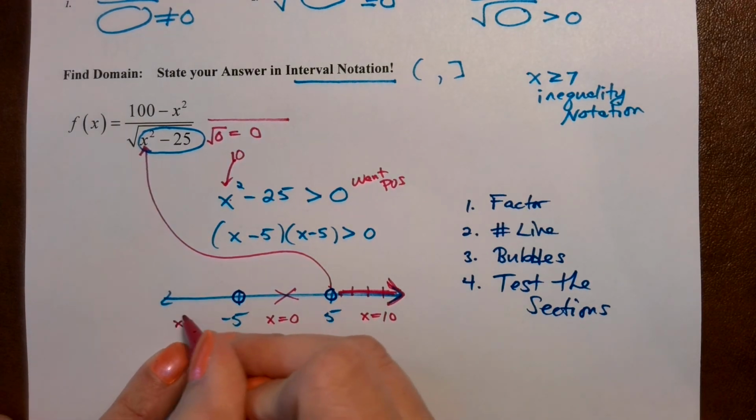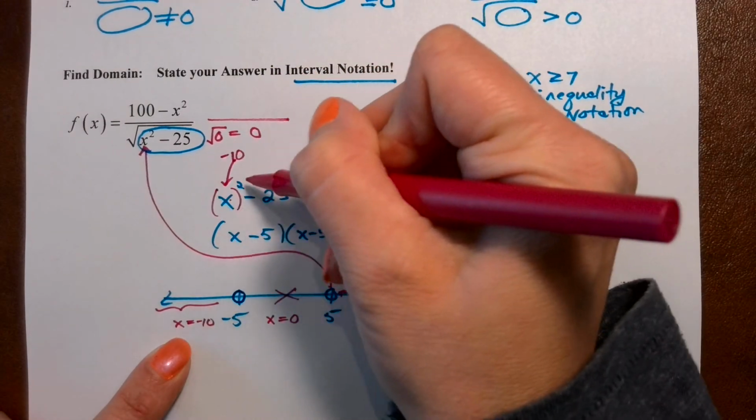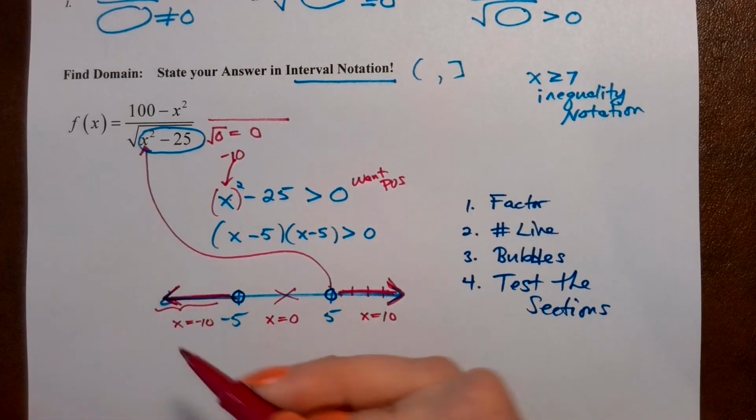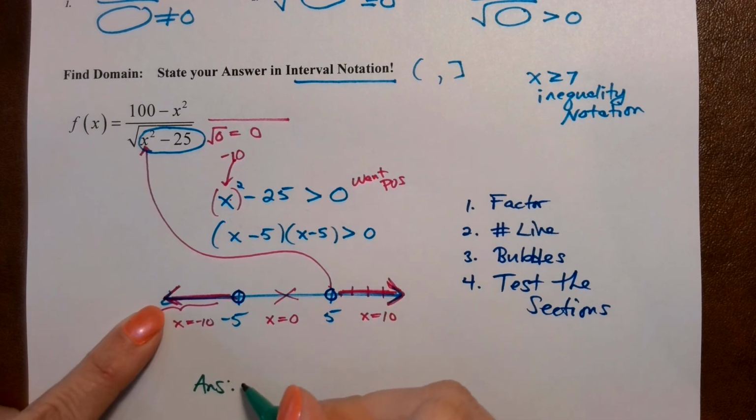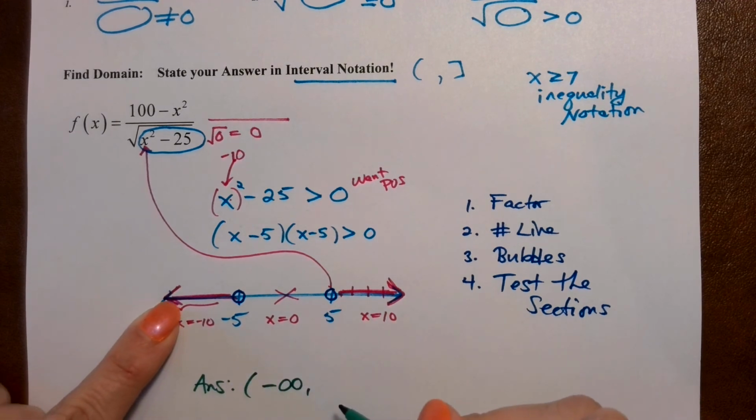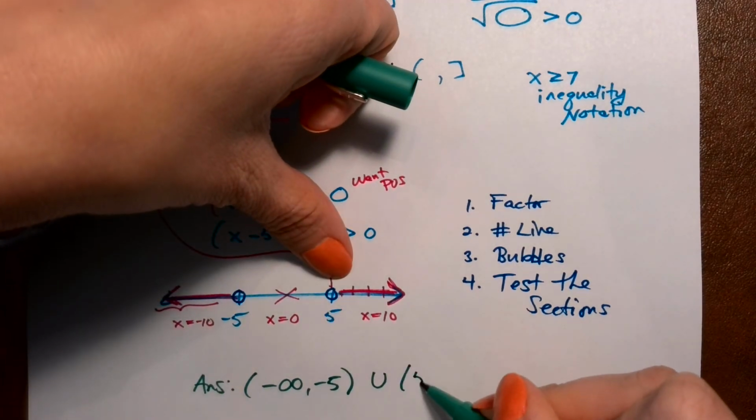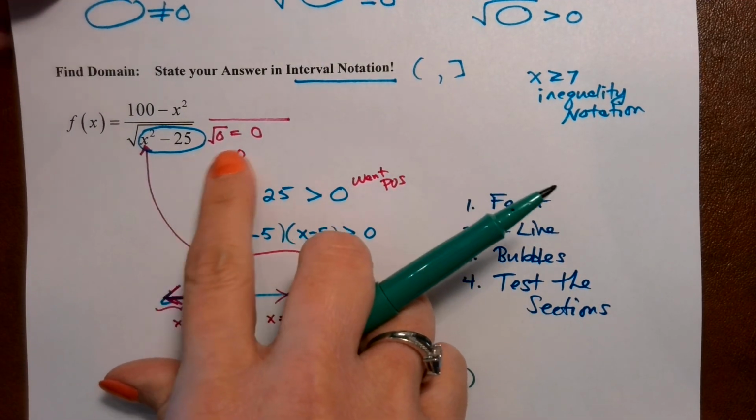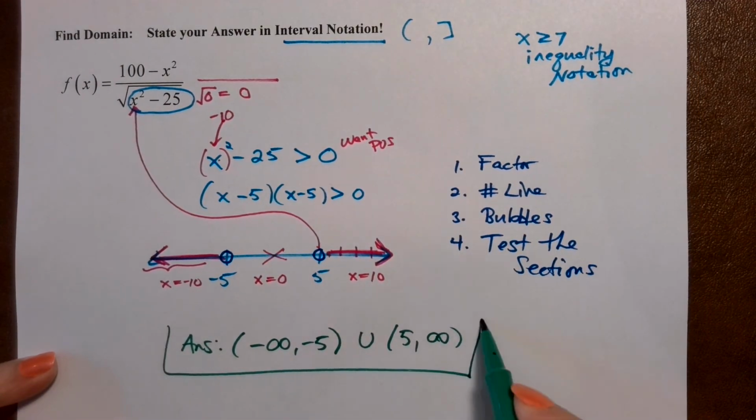This third section over here, I'm going to try negative 10. A negative 10 that goes in and gets squared makes a positive 100. That section works. So we're going to consider this right here. So for our final answer, and it says interval notation, I'm going to start with parentheses: negative infinity up to negative 5, parentheses, union, 5 to infinity. Lucky for us, we only had to do one part, the denominator with the radical. We did not have to consider the numerator. And here's the answer for this one.